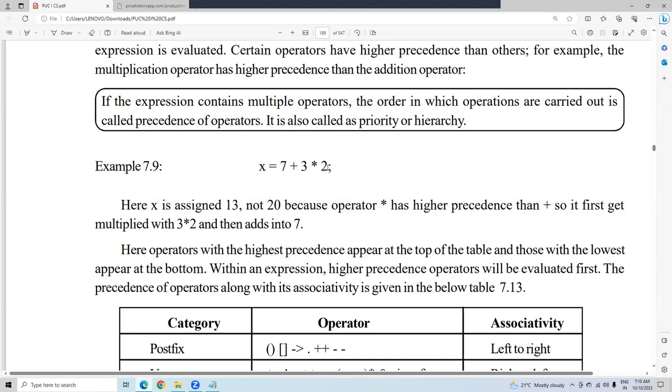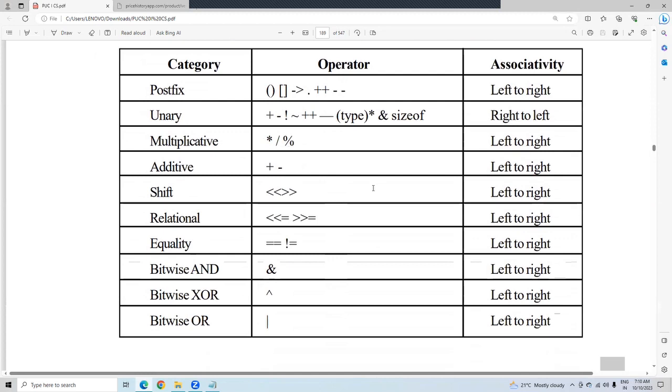So 3 into 2 is 6, 6 plus 7 is 13. This is the correct answer, because the multiplication sign has higher precedence than plus, so it is first multiplied, 3 into 2, and then added to 7, right? So here we have a table denoting the operators, arranged as per the precedence of operators.